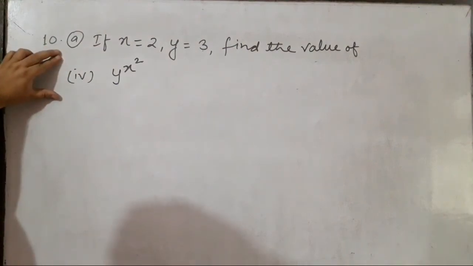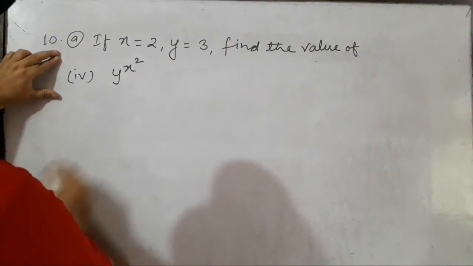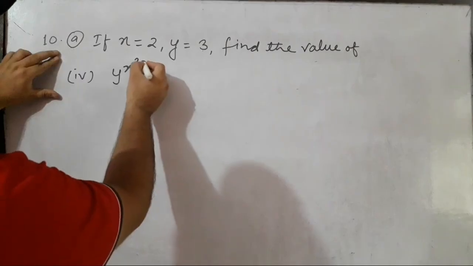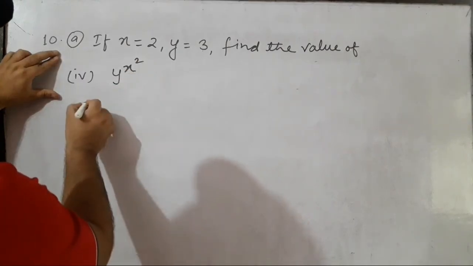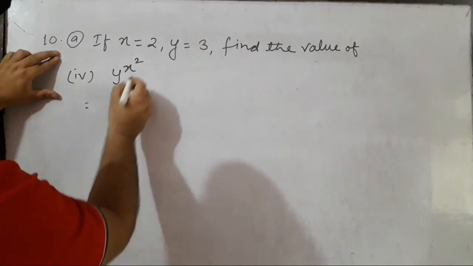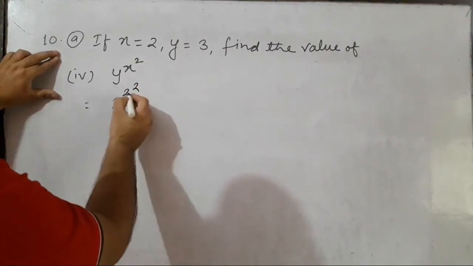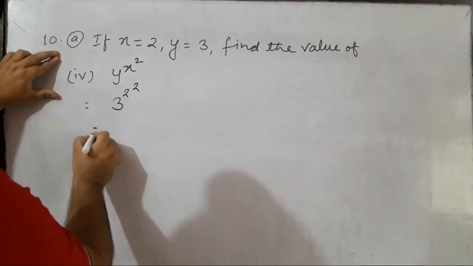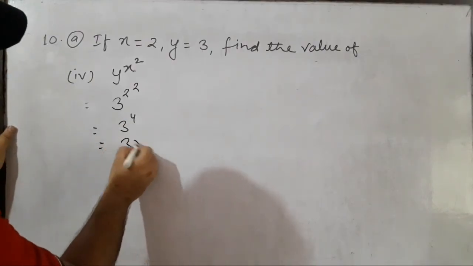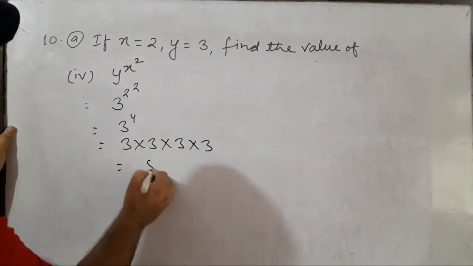Similar to the previous question, y power x, x power 2. That is 2 is the power of x and x is the power of y. So this 2 and x cannot be multiplied. Put the value of y and x. The value of y 3, the value of x 2, the power 2. So 2 power 2 will be 4. So 3 power 4. 3 power 4 can be written as 3 into 3 into 3 into 3, which is equal to 81.